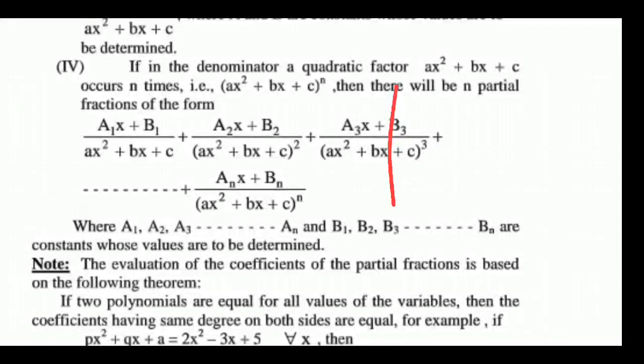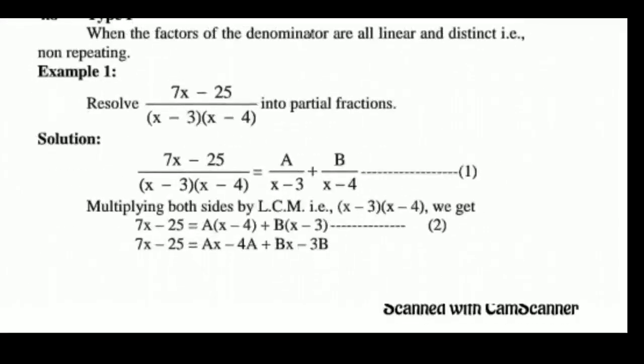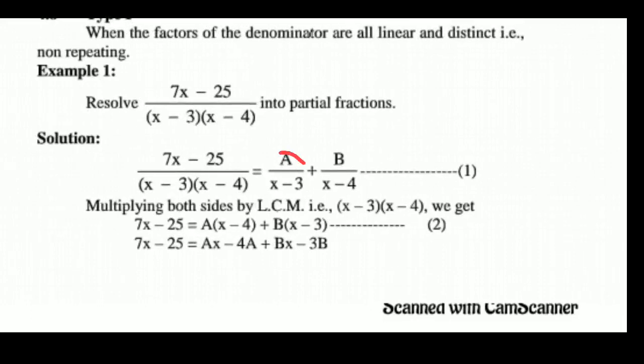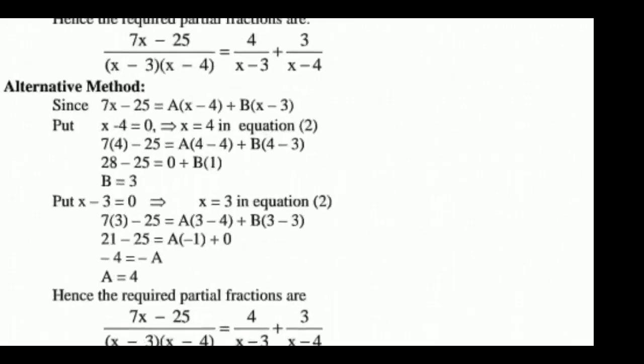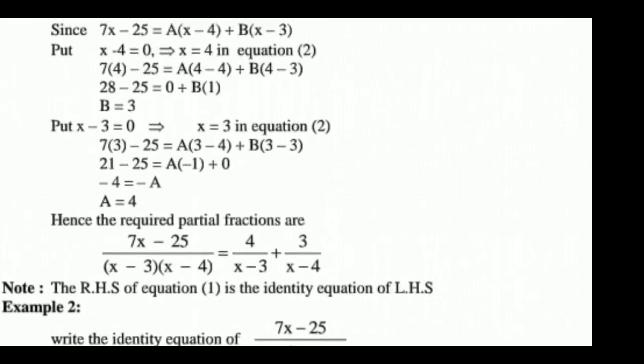Cross multiplication: for the previous one, if you take the cross multiplication, a into x minus 4 plus b into x minus 3, do you understand? That is taken here: a into x minus 4 plus b into x minus 3, which is equal to the already given 7x minus 25. In the left hand side you have 7x minus 25. In the right hand side, a into x minus 4 plus b into x minus 3.